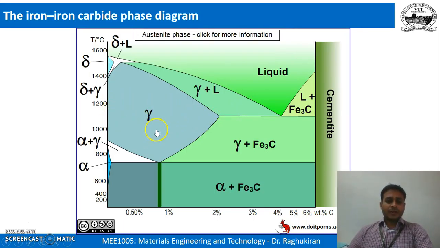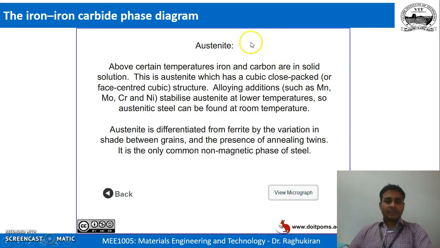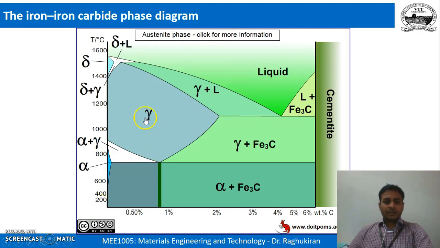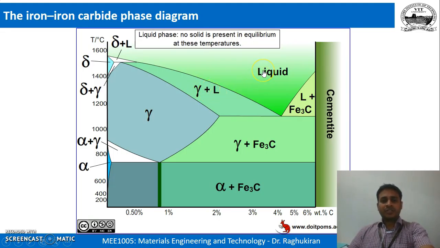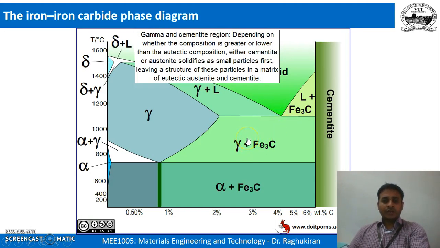So if you have a very simple phase diagram in the simplest of its rendering, it has some interactive tools. For example, this is austenite. If I click that, you get the austenite definition, and if you want to see the austenite micrograph, it looks like this. So let us go back. Now this is the phase where you have austenite plus liquid, and of course this is just liquid. If I come here, it is liquid plus cementite on the right hand side. This is of course the eutectic point, and below that you have gamma, that is austenite plus cementite.